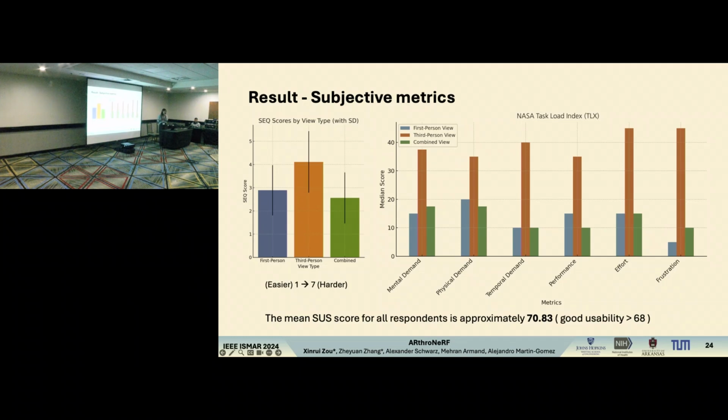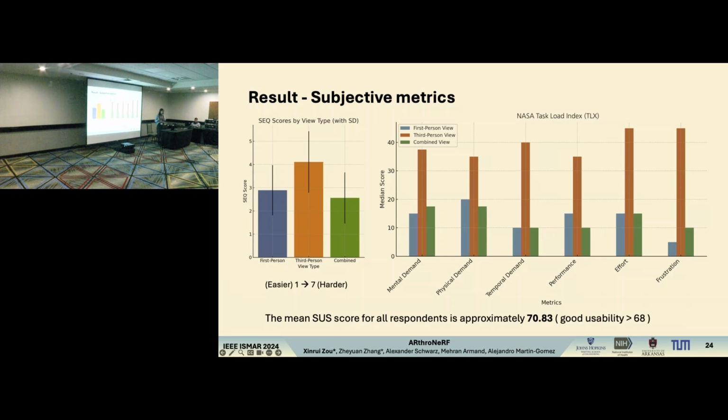We used a Single Ease Question to determine which view made the task easier. And we know that the SEQ is rated from 1 to 7, where lower scores indicate an easier task. We also employed the Tukey HSD test to show that the third person view was significantly harder compared to the first person and combined view. And our NASA Task Load Index also revealed that the third person view was more demanding, while the first person and combined view reduced the task difficulty and workload.